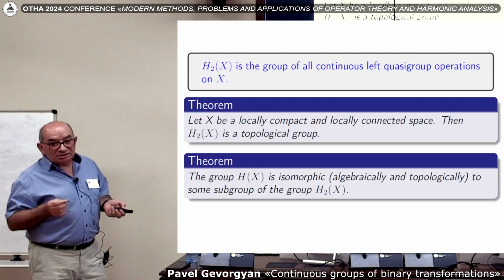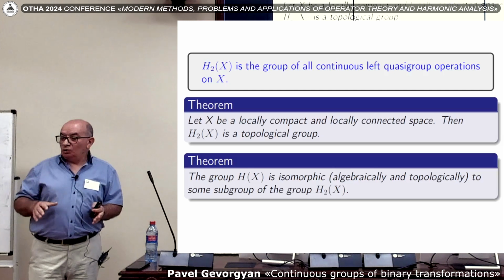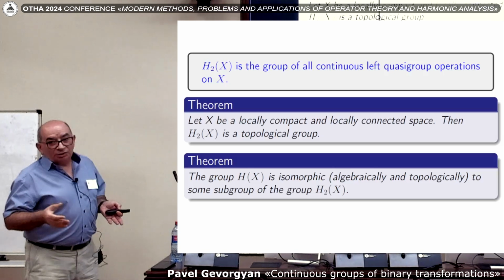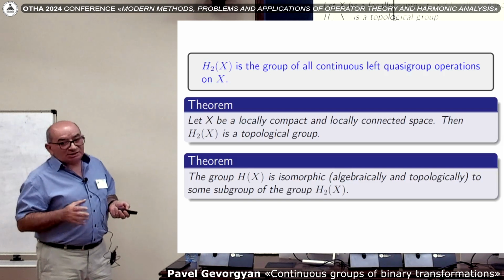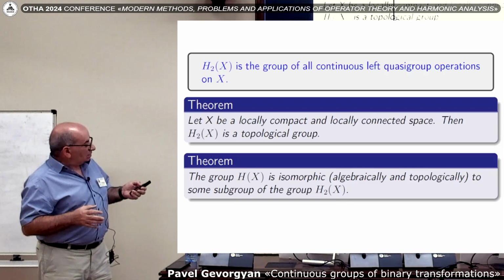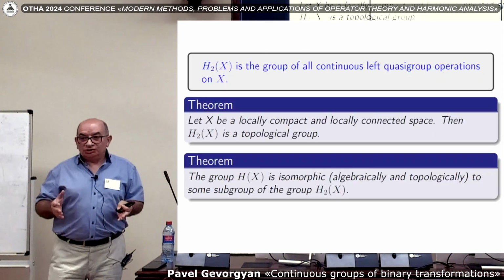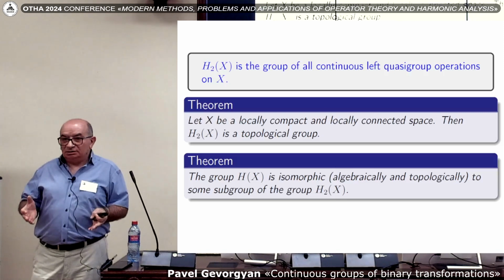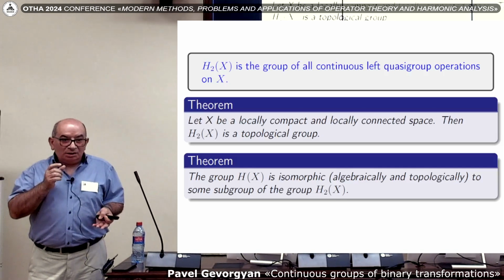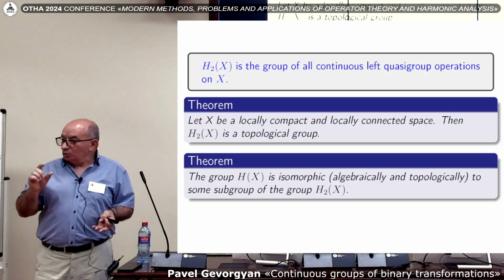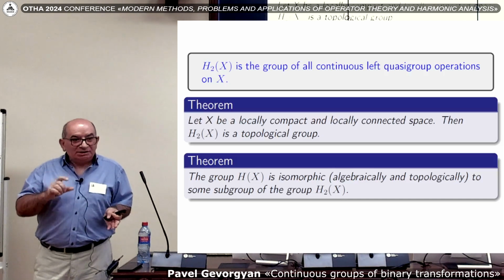Note that this group, H sub 2 of X, is a natural extension or generalization of the group of all autohomeomorphisms of X, also in the sense that the group H of X is isomorphic algebraically and topologically to some subgroup of the group H sub 2 of X. So for any topological space X, we have constructed the group of all continuous left quasi-group operations on X, whose elements act on pairs of points of X, or as we say, binary act on X.